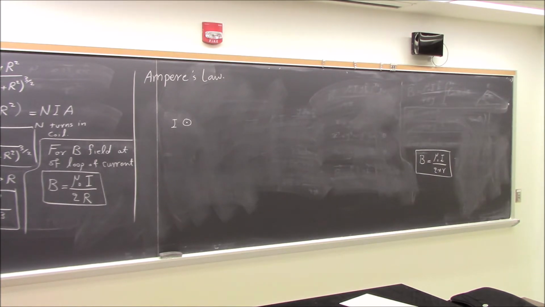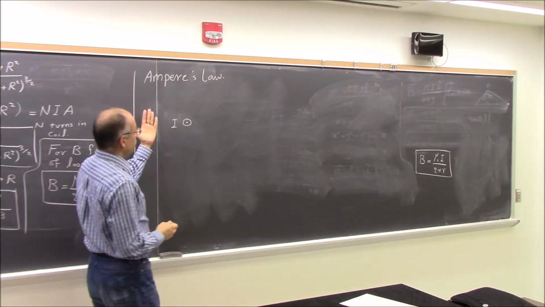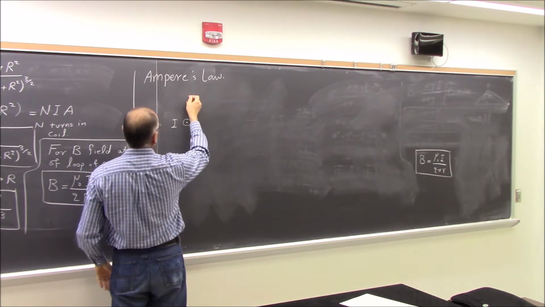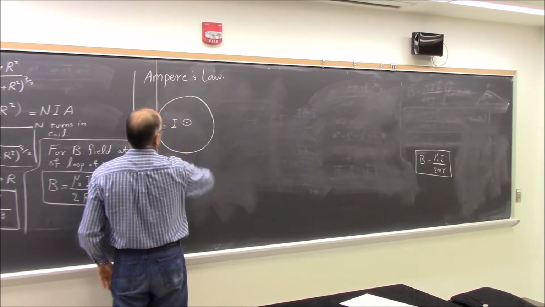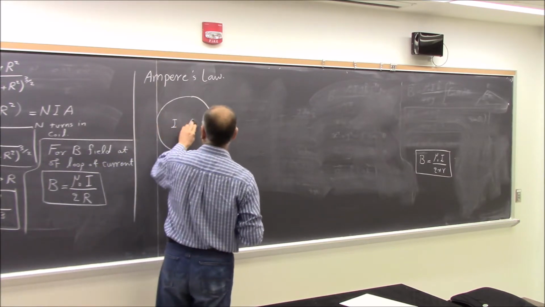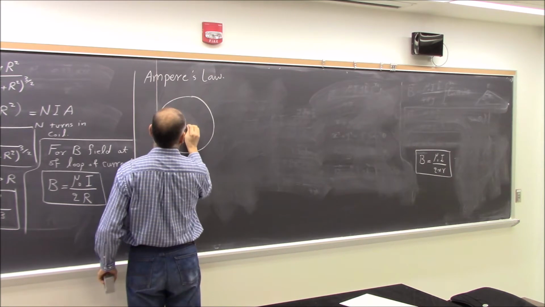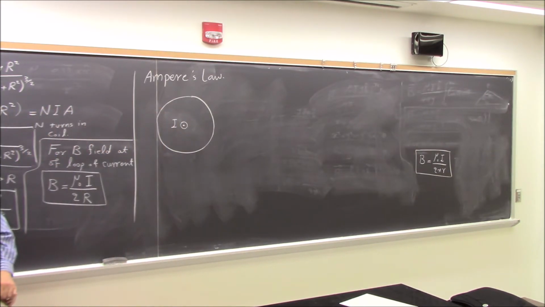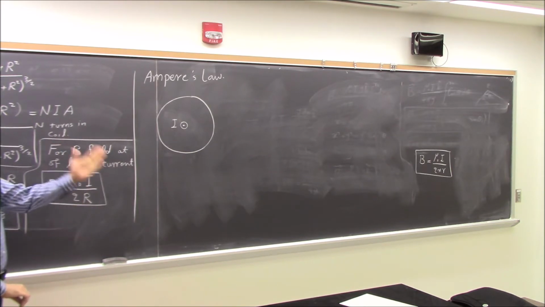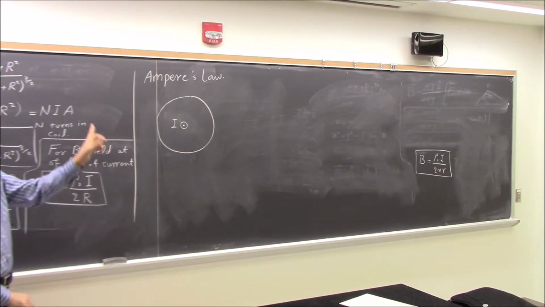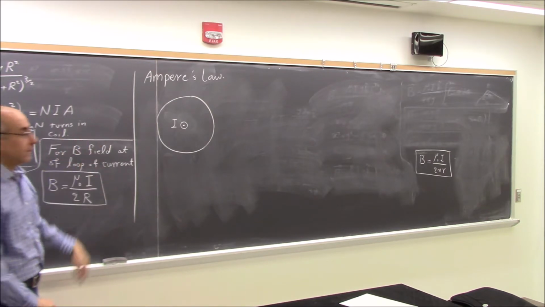I want to consider a circle in the plane perpendicular to this wire, which is the plane of the board. It's a circle centered at this wire. Let me put it right at the center. It's a circle centered at the wire and the face of the circle is perpendicular to the wire. So the wire is the axis of the circle, basically.